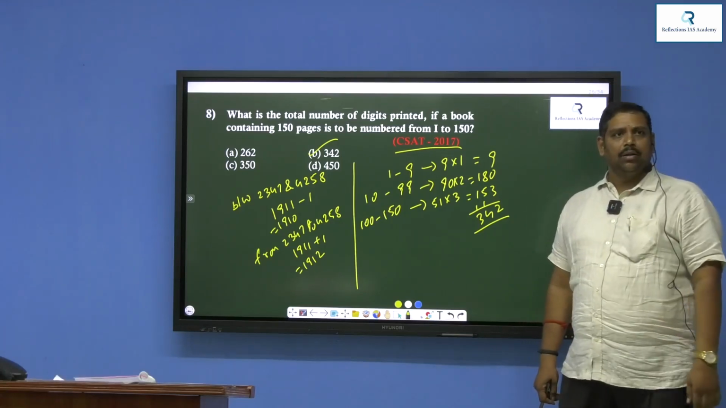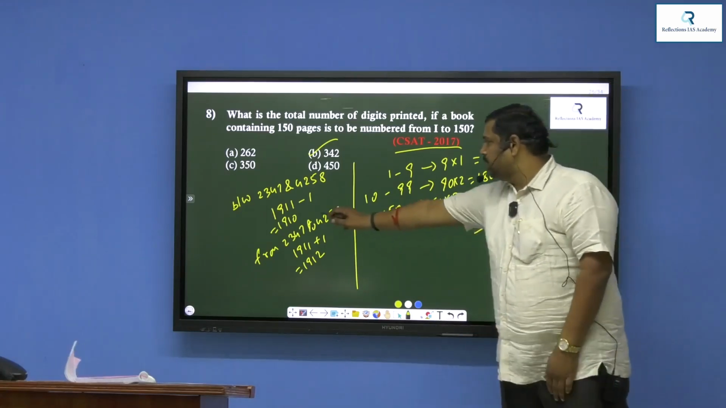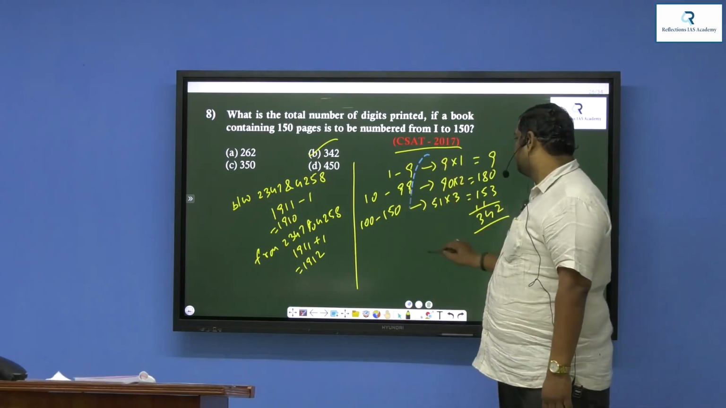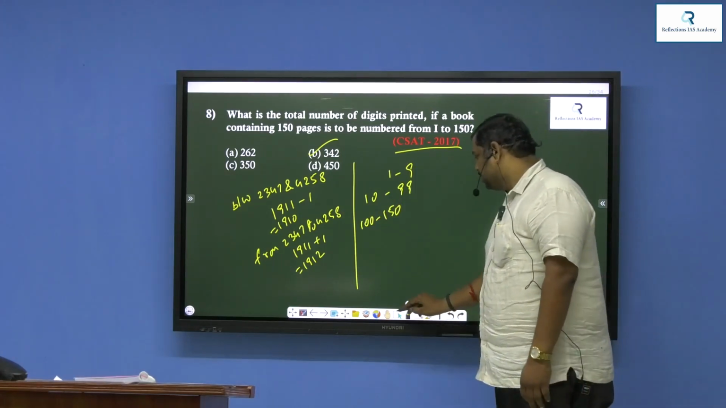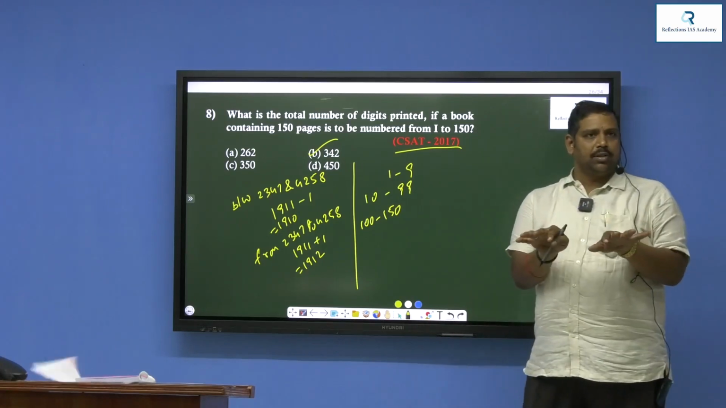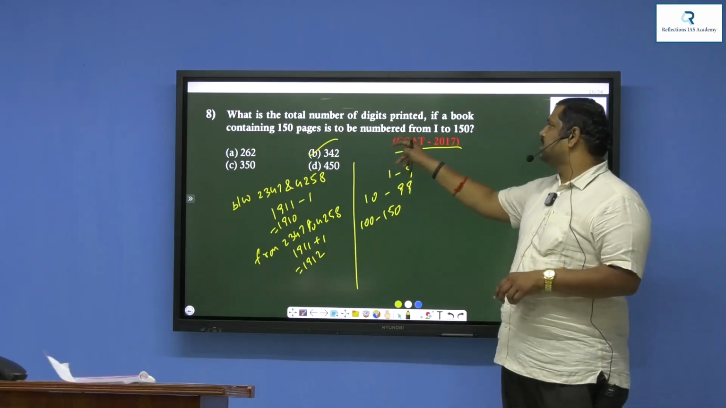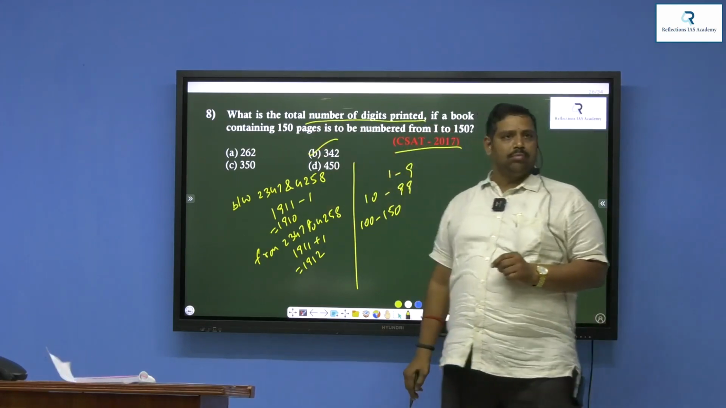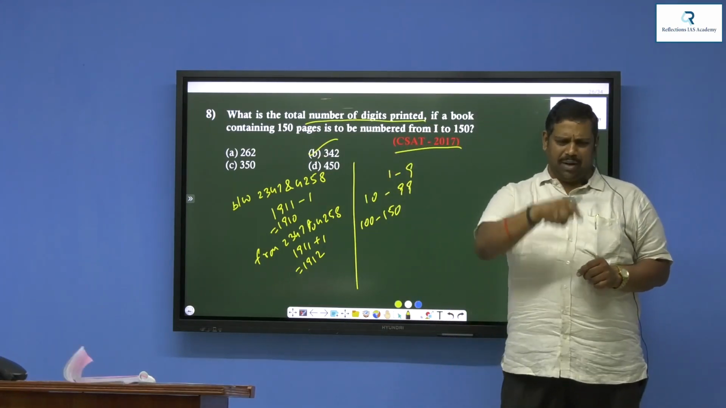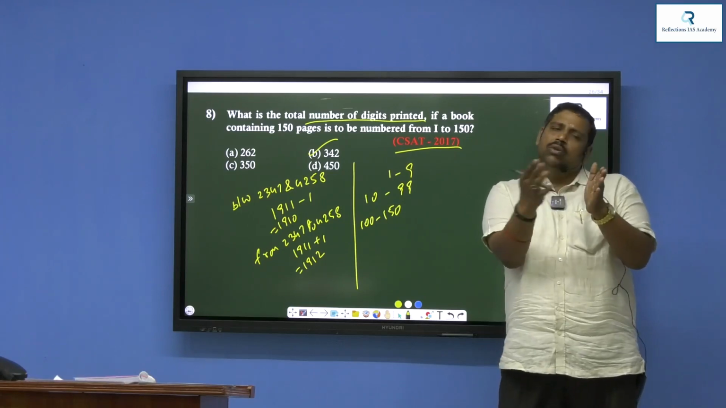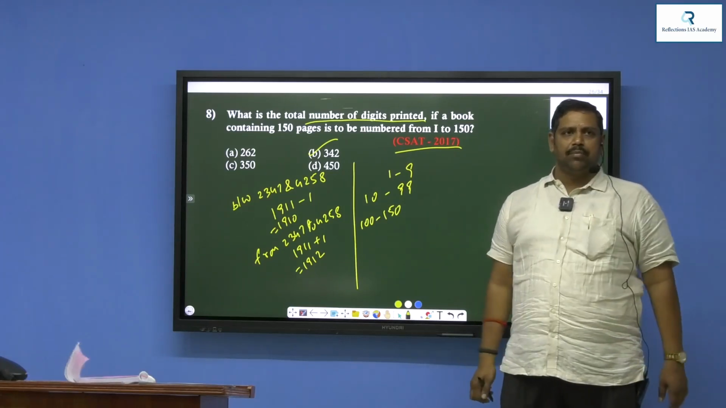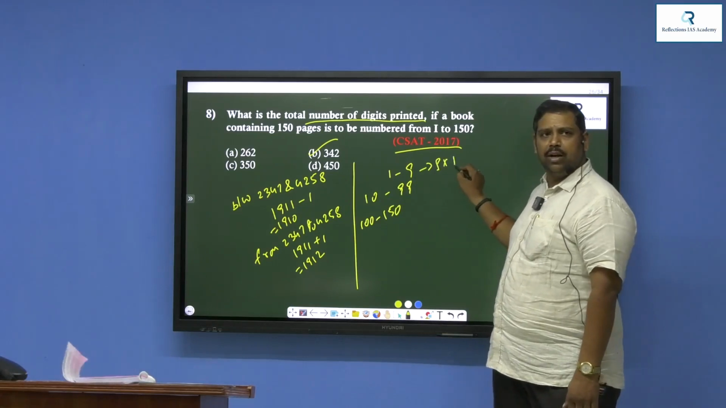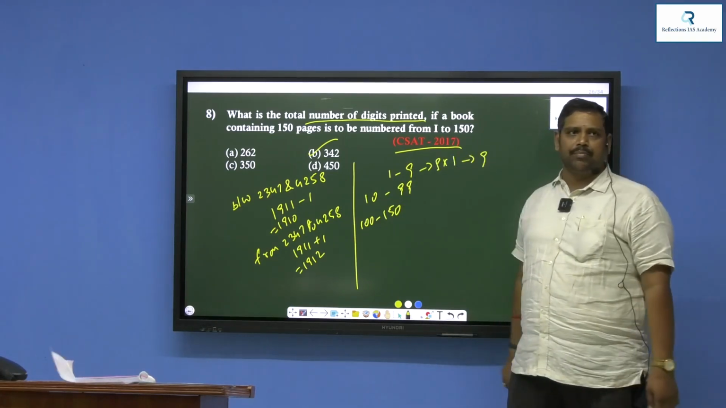Am I clear? One more time. Suppose I am typing the page numbers. How many digits? He is asking that. What is the total number of digits printed? Suppose I am the one who is printing. Printing means typing. 1 to 9 when I am typing, only one digit I will type. So 1 to 9 means 9 numbers. Each time I will enter one digit, so 9 digits I will print.